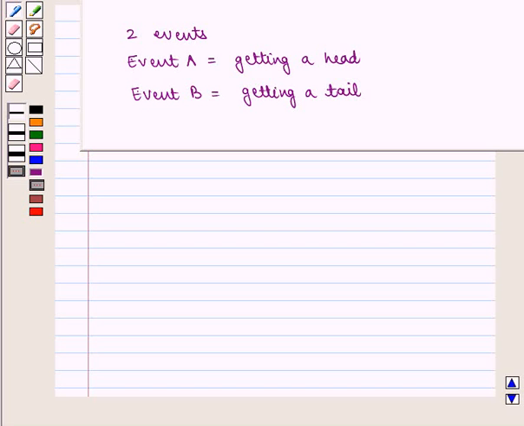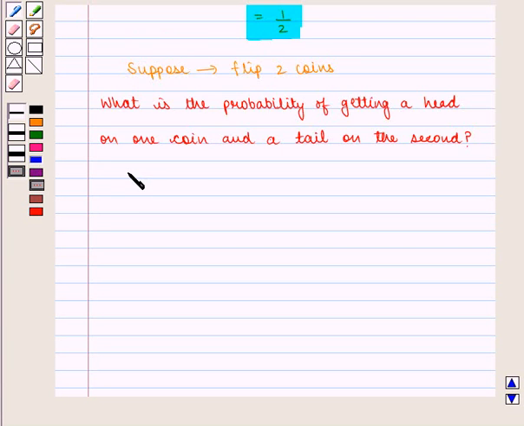So, I have to find the probability P of getting a head on one coin and tail on the other coin. Such type of events are called compound events. Thus, a compound event is made up of two or more simple events.